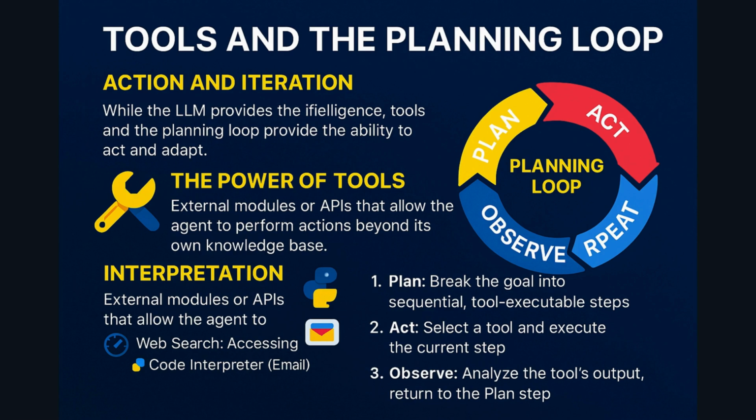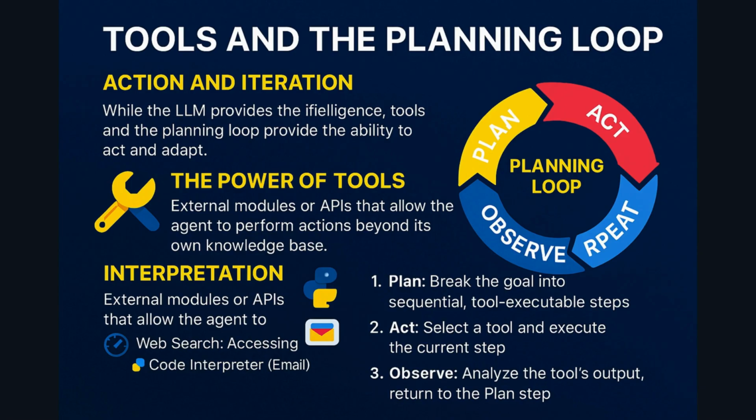The planning loop, the agent strategy. The planning loop is the iterative process that ensures goal completion and self correction. It consists of four critical steps. First is the plan: break the complex goal into sequential, tool executable steps. Second is the act. That means execute: select the appropriate tool and execute the current step.